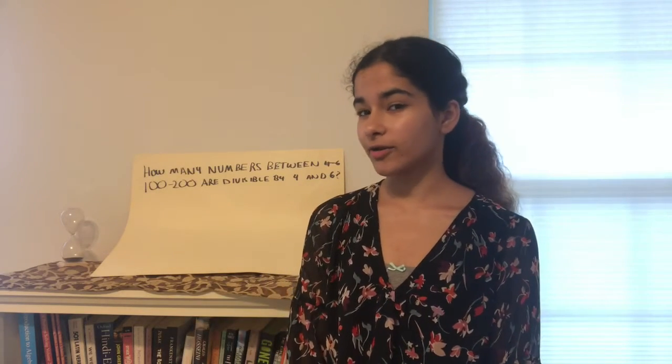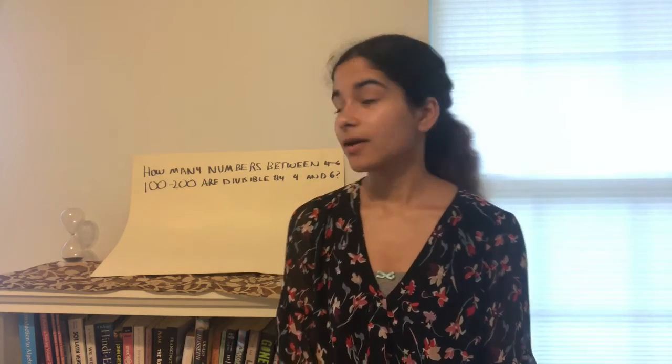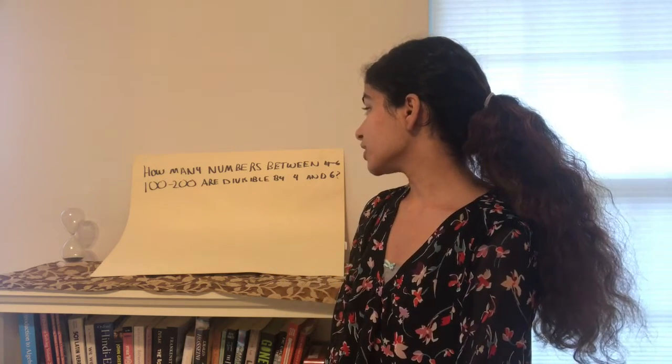Here is another question which I think is pretty hard. Like, I probably would not have been able to get this when I was in 4th grade. How many numbers between 100 and 200 are divisible by both 4 and 6? Well, there are a lot of numbers between 100 and 200, so you don't want to write down all the multiples of 4 and all the multiples of 6, because that would obviously take too much time. Instead, let's think of it like this.